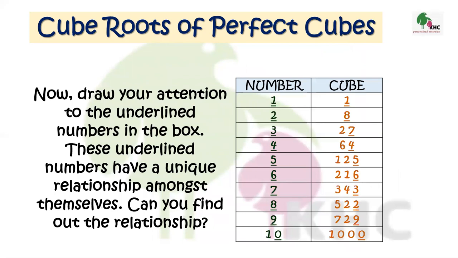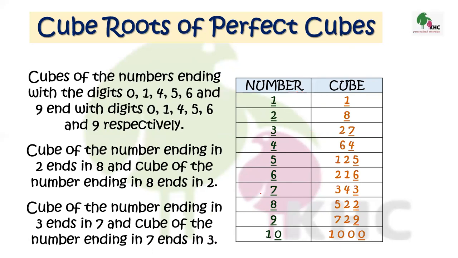Now we are going to draw our attention to the underlined numbers in the box. You can see in the box that the last digit, or the units digit, has been underlined in both the numbers, for the given number and the cube number as well. So you will be able to figure out some unique characteristics about these units digits. Let us see what these relationships are.